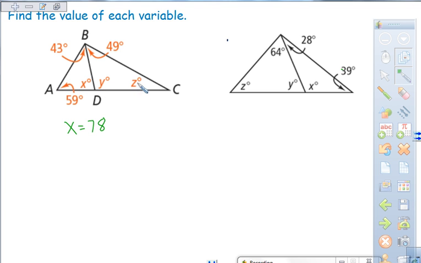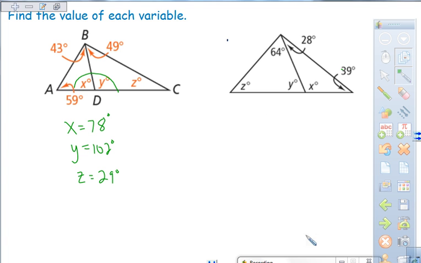Then I'm trying to find y and z. I can't do triangle sum theorem because I only have one angle. So I'm going to do linear pair. Those two add up to 180, so the supplement of 78 is 102. So now I have 49, 102, and our other missing angle for the triangle sum theorem, so z would have to be equal to 29 degrees.